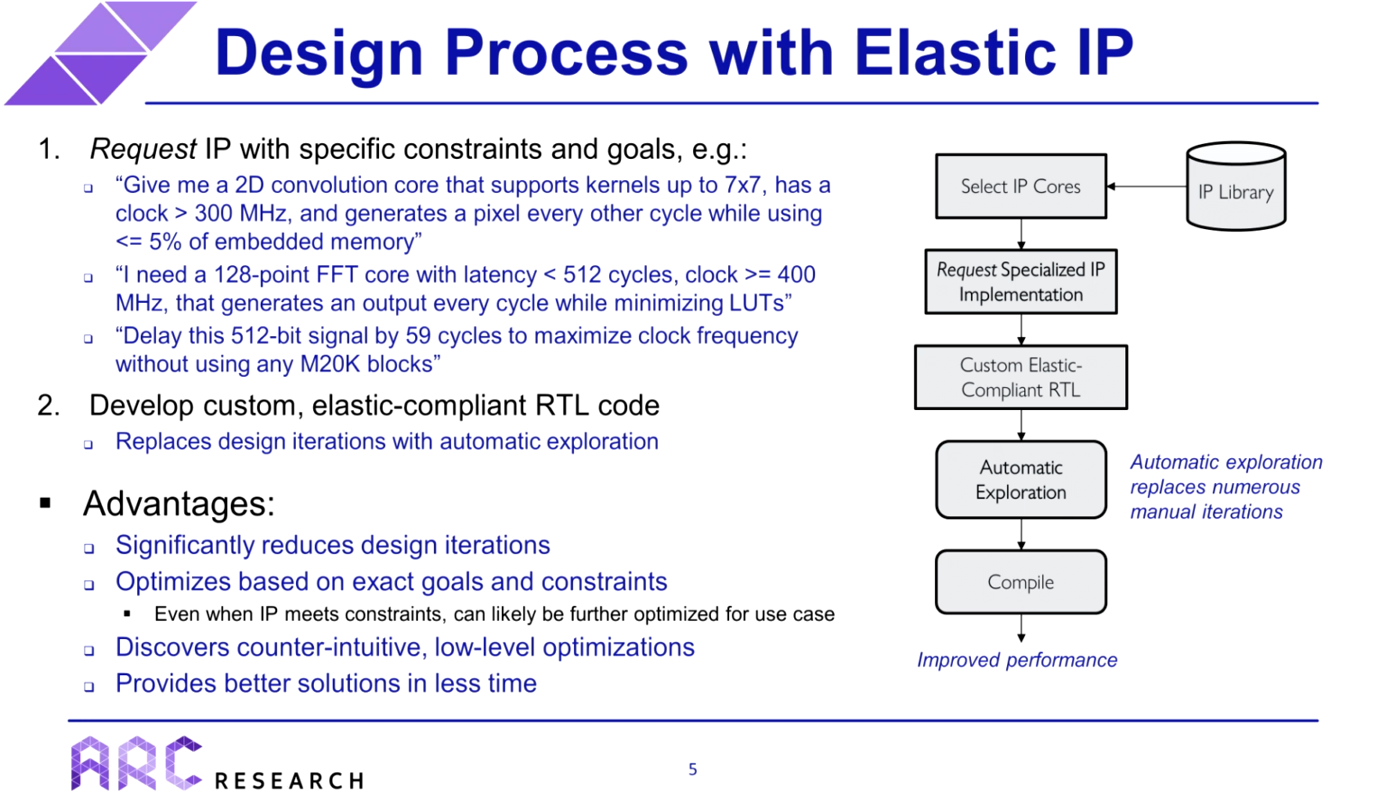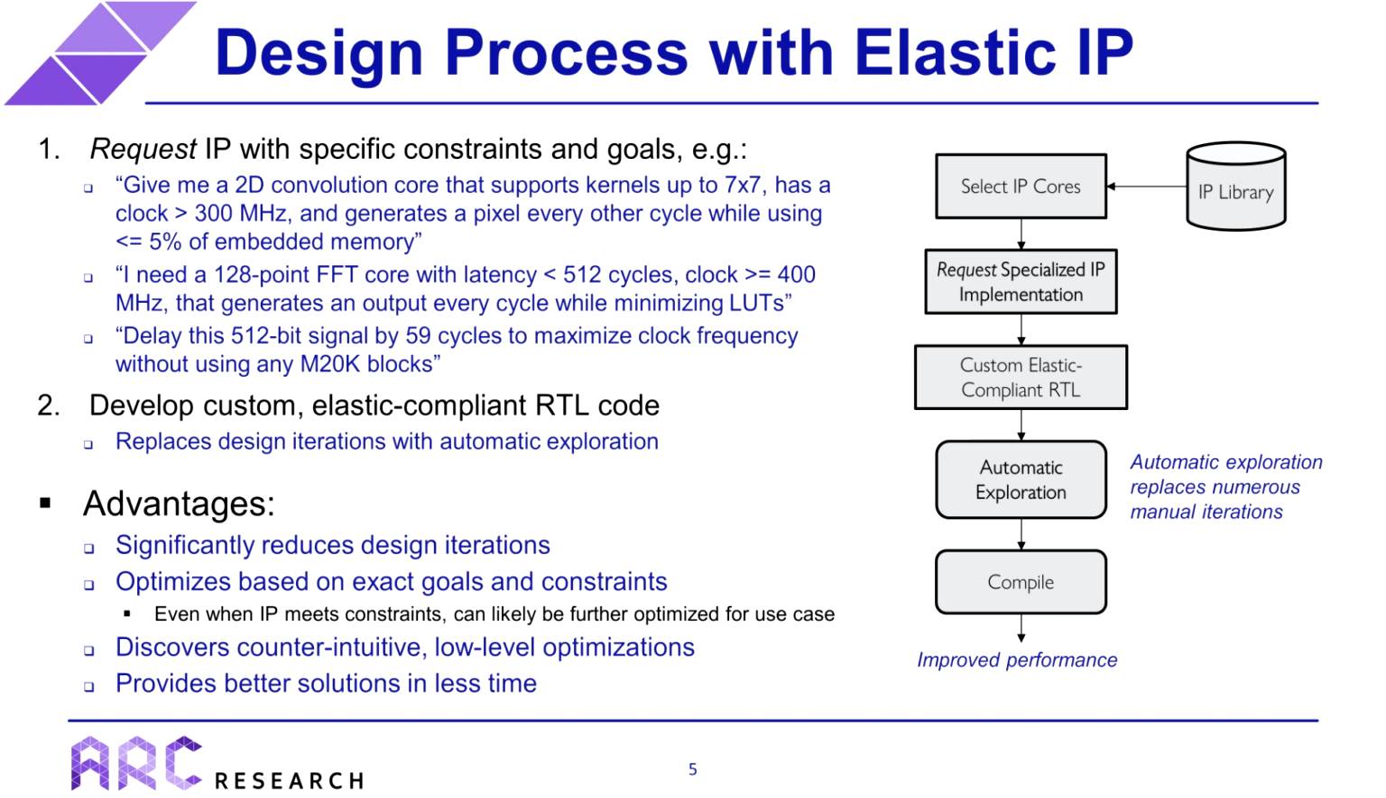For example, you could say, "Give me a 2D convolution core that supports kernels up to 7 by 7, has a clock frequency over 300 megahertz, generates an output every other cycle, and uses less than 5% of the embedded memory." So you can basically request a very specific combination of constraints and optimization goals.